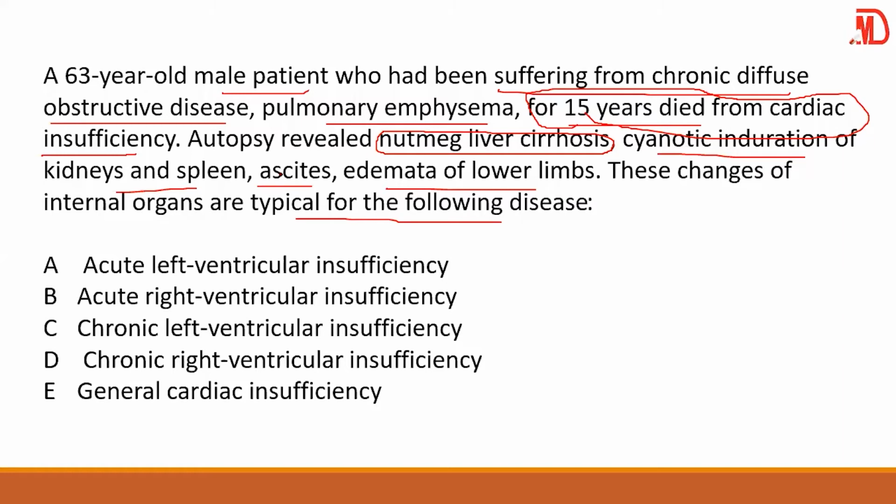And therefore it will lead to what? Nutmeg liver. It will lead to what? Edema of the lower limbs. It will lead to what? Ascites, and so on and so forth. So this is more classic with right ventricular insufficiency, but of course it is chronic. So this is what? Chronic right ventricular insufficiency.